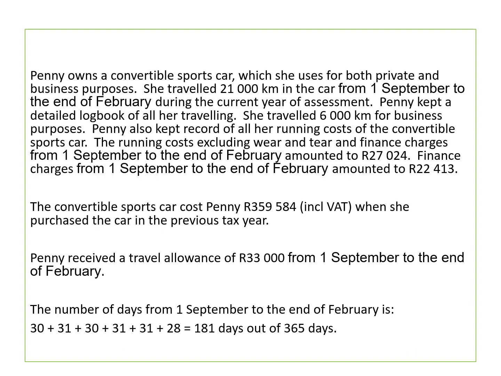So here's the information of the example again, but at the bottom there we can see that she received the allowance from 1 September to the end of February. So that is 6 months, but we have to use days. And at the bottom, the calculation of the number of days is done, which is 30 days for September, 31 for October, 30 for November, 31 for December, 31 for January, and 28 for February, which then gives you a total of 181 days out of the 365 days for the year.